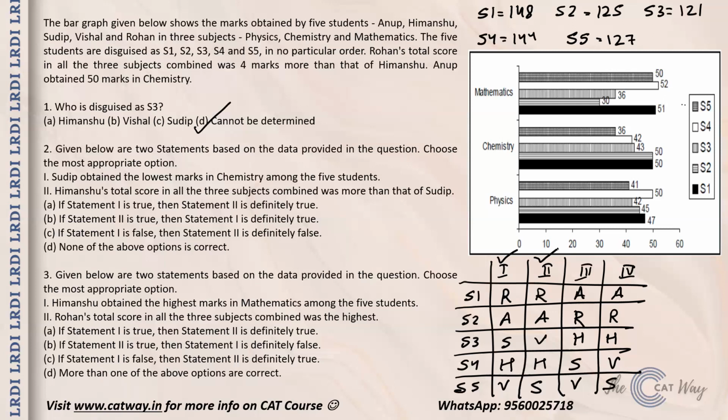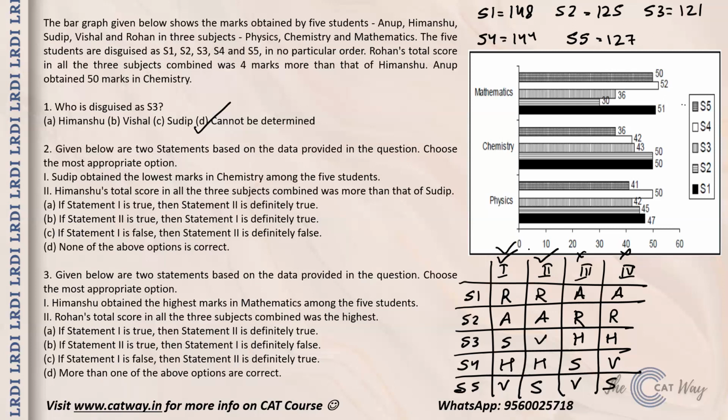Now go to case number 3. There, Himanshu's score is S3, so S3 is 121, whereas Sudeep is S4. So we won't be considering case number 3 because Himanshu is already less than Sudeep. So statement number 2 cannot be correct in case 3. Okay. Now go to case number 4. Himanshu is S3. So S3 is 121. That is the least. So we won't be considering case 4.